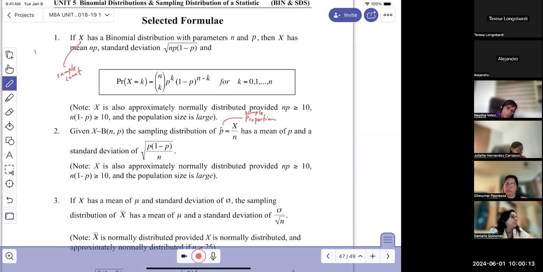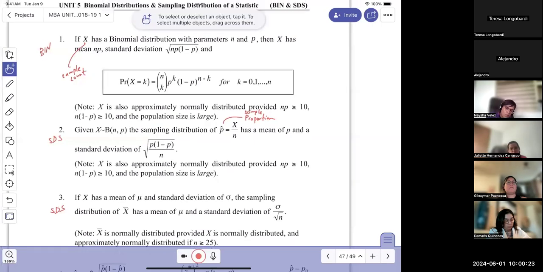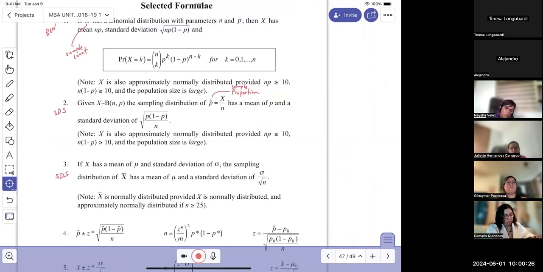So this is from the binomial topic. This is from SDS, sampling distribution of a statistic. And also this is from SDS, number 3. What this says is, regarding X bar, if X has a mean of mu and a standard deviation of sigma, the sampling distribution of X bar, so let me just specify. So what we did here was deal with the binomial of X.